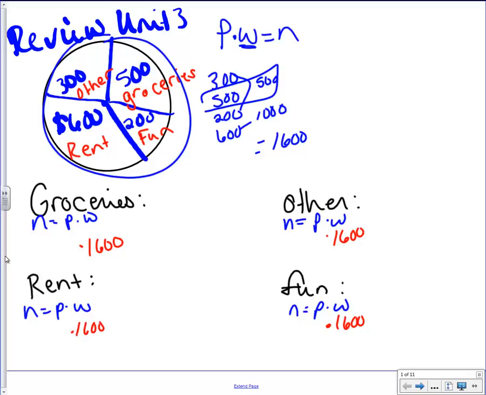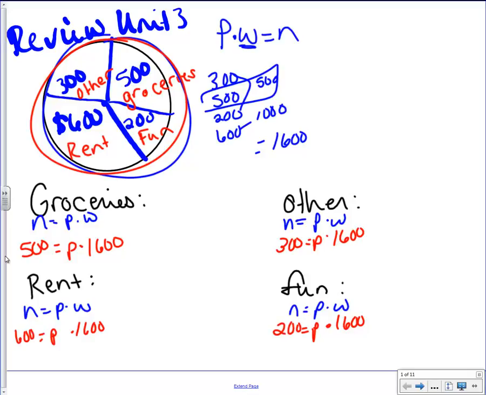All right, the percent is what I'm trying to find. So the P is going to stay the same in every one of these problems because the percent is what I'm trying to find of every single one of them. The N, however, is where the difference is. The N is coming from the chart that you have up here, and the part is the number that you see for those categories. So for groceries, it's 500. For other, it's 300. For rent, it's 600. And for fun, it's 200. And so we're going to solve. We're just going to use our calculator and we're going to solve all of these problems.